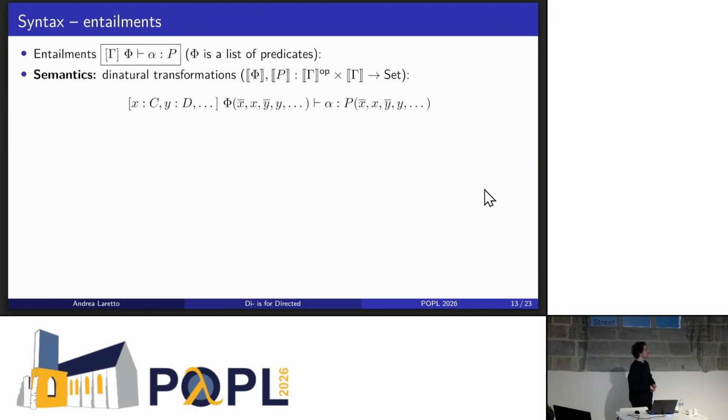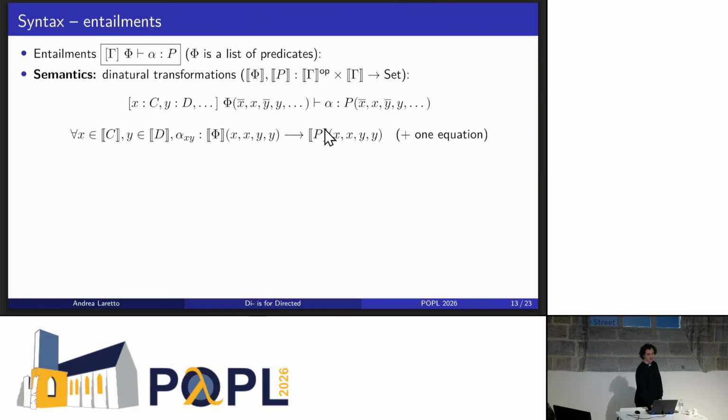So now we have entailments in our logic, and they look a little bit like this, right? You have some phi, which is just a list of predicates, and then you have that x bar and x and y bar and y appear all over your entailments. And in the semantics, what this becomes is just a family of functions between sets. And the key idea now is that I say for every x in the objects of this category and every y, I just instantiate both the x bar and the x with the same concrete value from the objects of this category, right? And then this family of functions in a set has to satisfy one very cute hexagonal-looking equation that I'm not going to show.